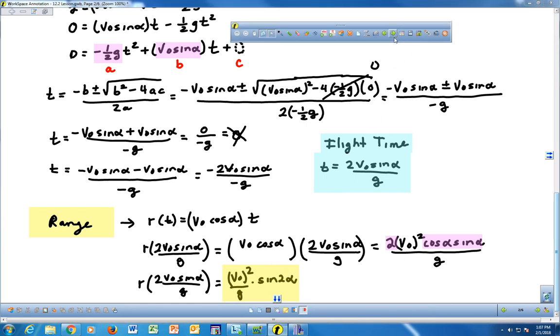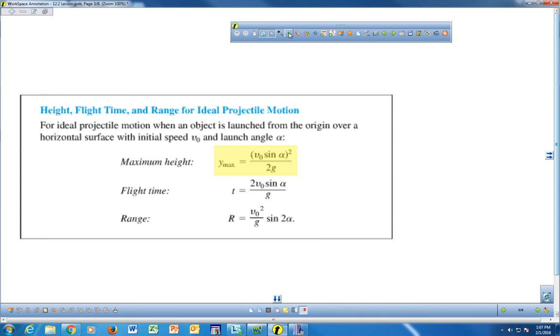So, summary. These are the three formulas that we talked about. Maximum height, we can find it through this formula. The time that it's going to take for the object to hit the ground, basically how long the object is going to be in the air, and this is the range, which is how much horizontal distance it is going to have covered from the beginning until the time it strikes the ground.